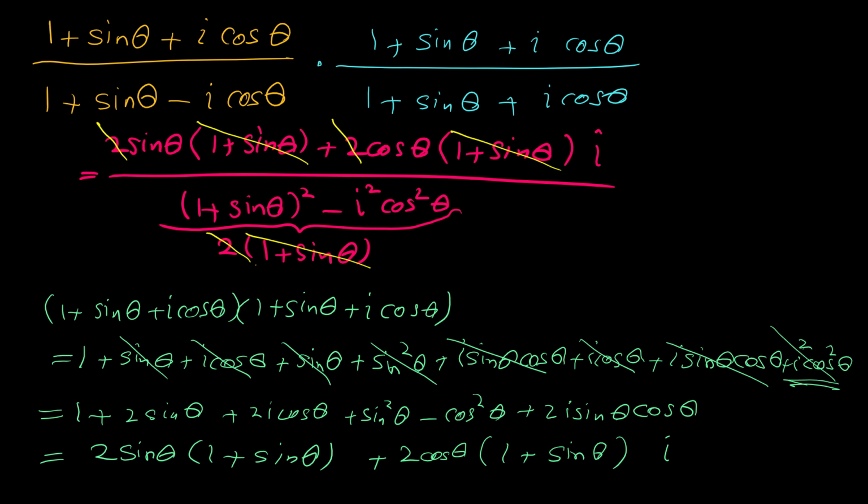So what remains? From the denominator we have only 1. In the numerator we have sine theta plus i cosine theta.